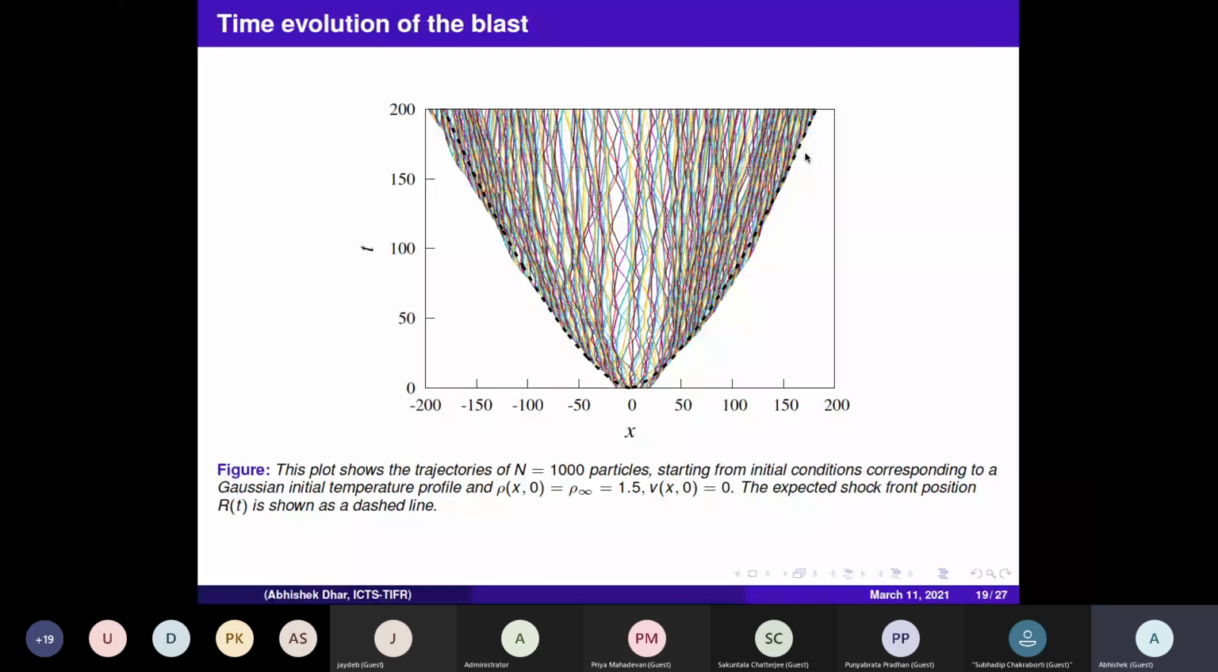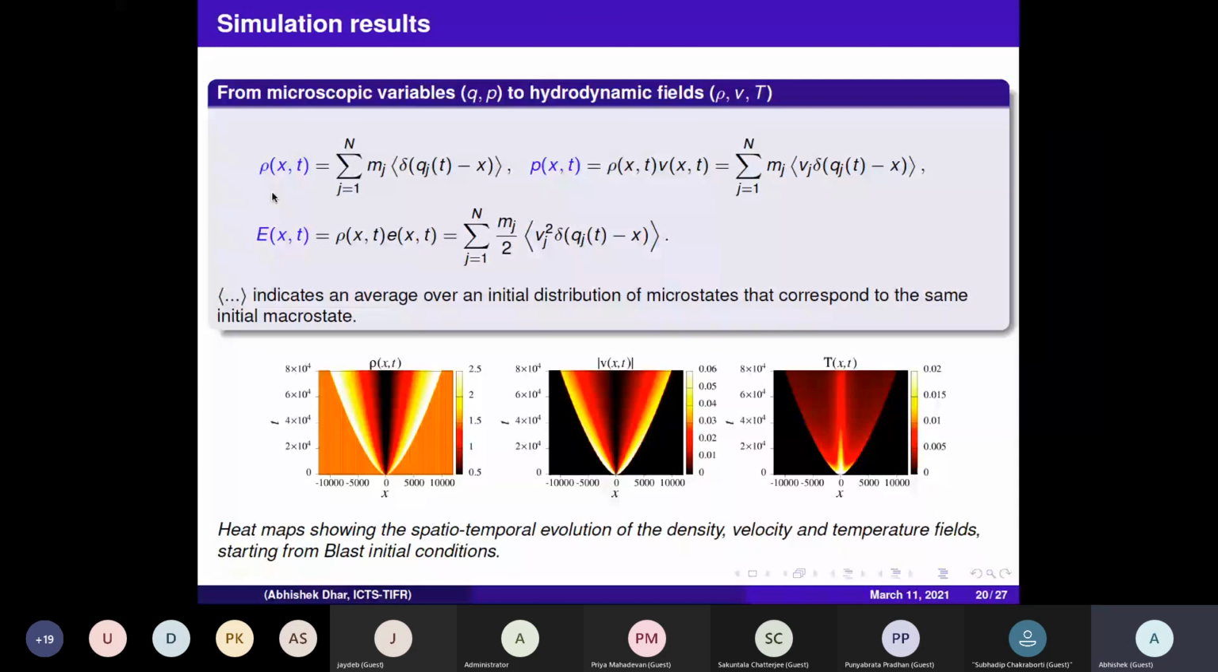Okay, so now the more detailed question is what do these profiles look like: the density, momentum, and energy. This we can just compute from this. We can take these averages and find these profiles, and I show you again these heat maps, which show how these profiles evolve with time. Okay, so let's look at this first plot.